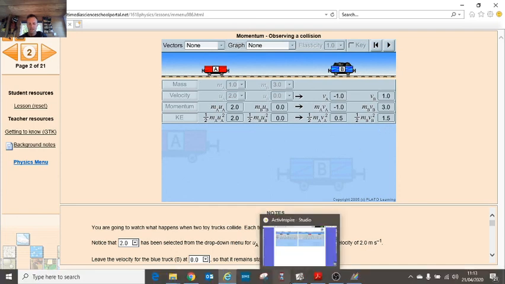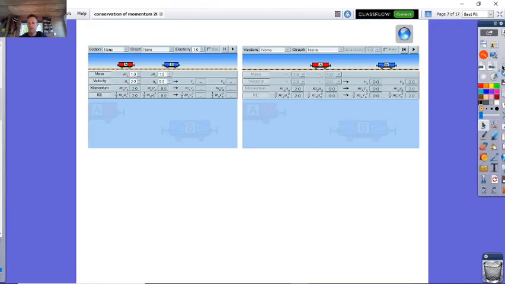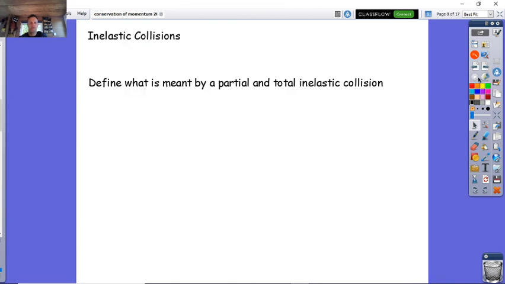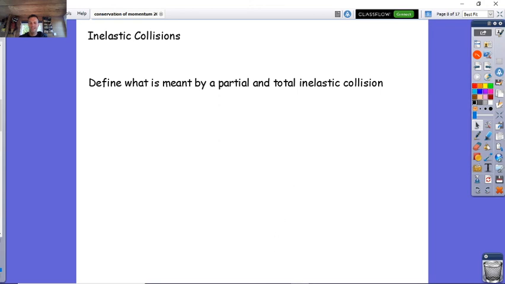So that has explained what is meant by elastic collisions. And for the last part of the video, I'm now going to start moving on to inelastic collisions.